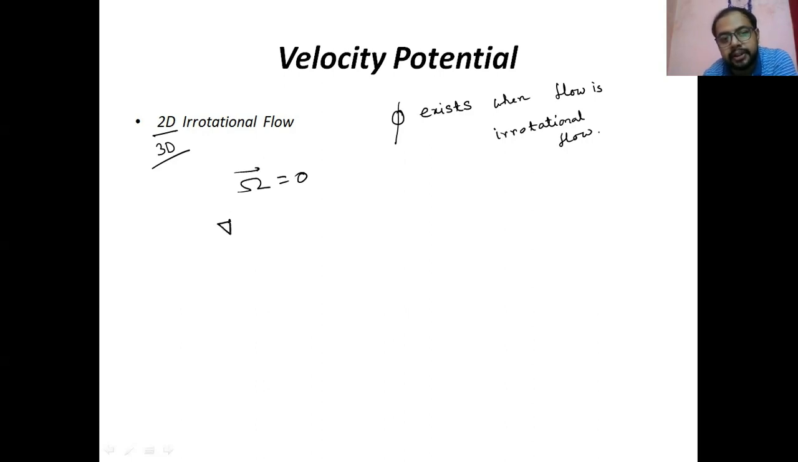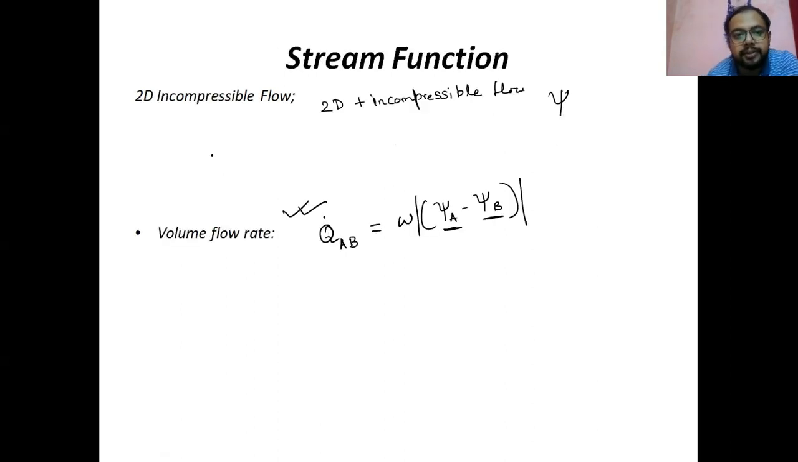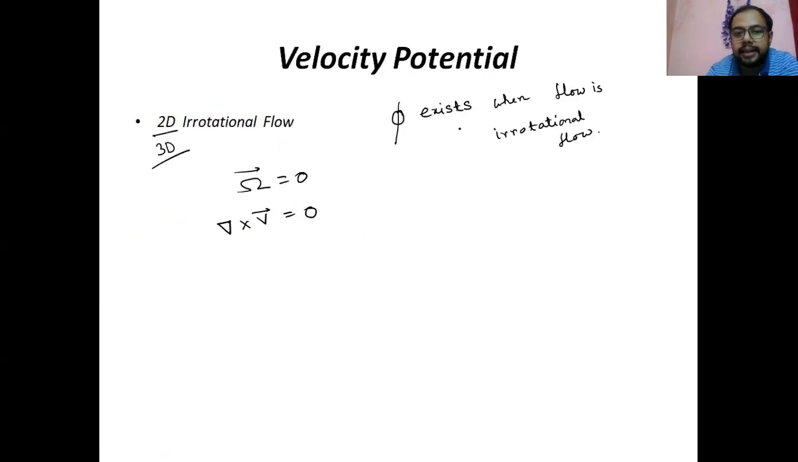What was the vorticity vector? That is the curl of V, and it is equal to zero. The curl of the velocity vector is equal to zero. In the previous case, the divergence of the velocity vector was equal to zero because of incompressible flow. In this case, the curl of the velocity vector is equal to zero. So if the curl of the velocity vector is zero, then we can write that V is the grad of some function.